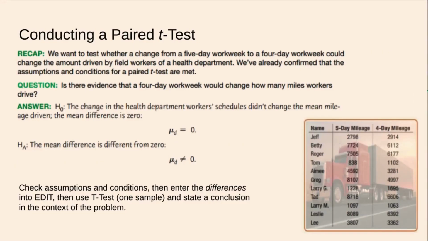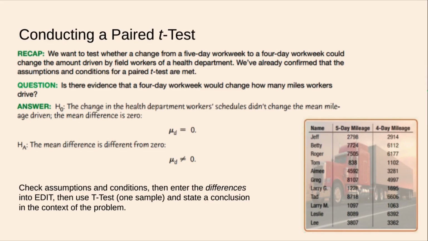So now we're back at the truck driver data and the analysis of it. We want to test whether a change from a 5-day work week to a 4-day work week could change the amount driven by field workers of a health department. And we've already confirmed the assumptions and conditions for a paired t-test are met. So here's the question. Is there evidence that a 4-day work week would change in some way, shape, or form, whether better or worse, how many miles workers drive?